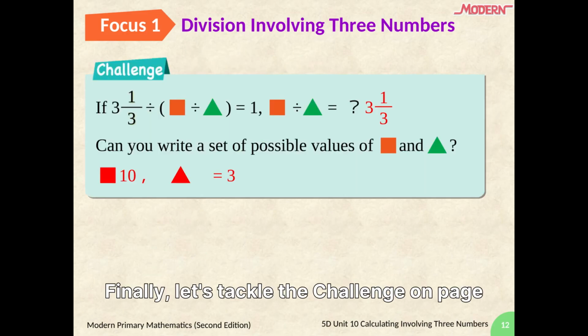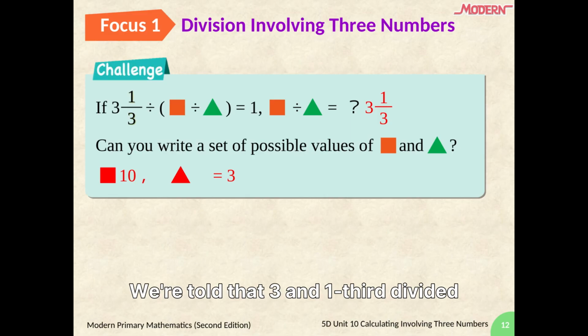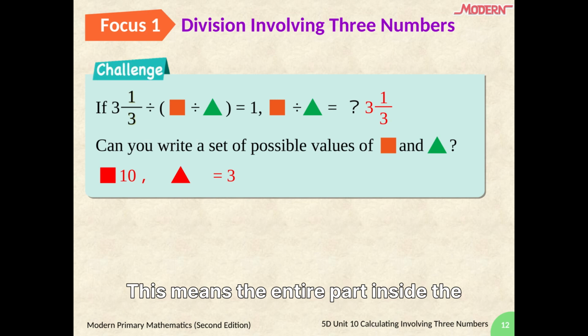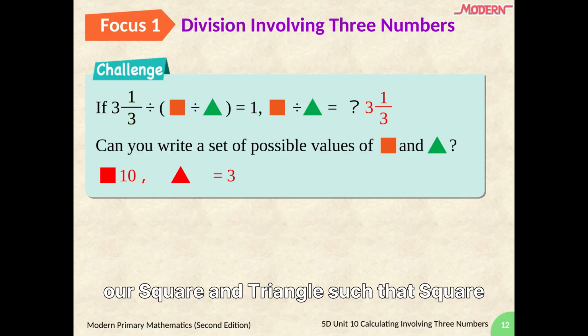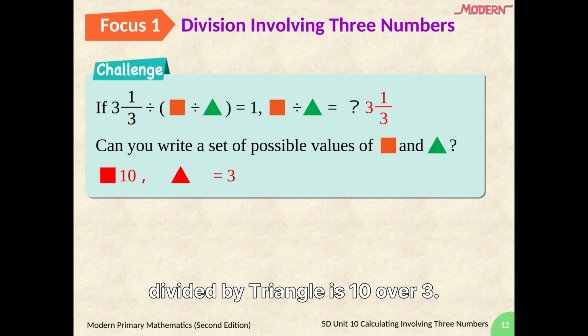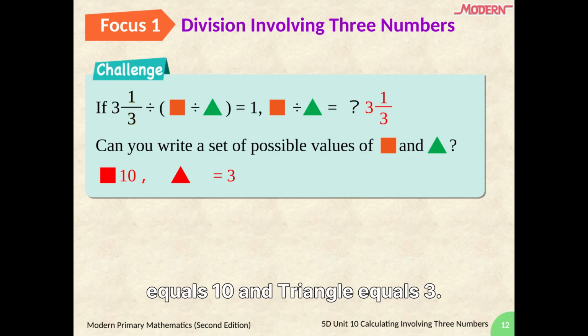Finally, let's tackle the challenge on page 12. This is a think outside the box problem. We're told that 3 and 1/3 divided by some unknown value equals 1. This means the entire part inside the brackets must be equal to 3 and 1/3. We know 3 and 1/3 is 10/3. So we need to find values for our square and triangle such that square divided by triangle is 10/3. One easy set of values is square equals 10 and triangle equals 3.